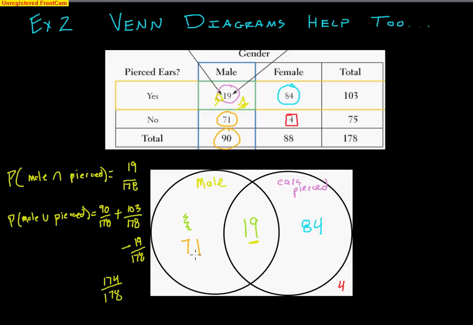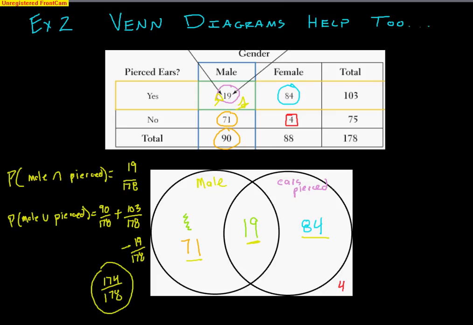First off, if you add up 71, 19, and 84, those are males and have their ears pierced, or males or have their ears pierced, right? 71, 19, 84. If you add those together, guess what you get? 174. Or you could think about, okay, I want males or have their ears pierced. The only people that don't satisfy that are females who don't have their ears pierced. That would be the 4. So the remaining 4 people that aren't included in the 174 would be the 4 people who don't have their ears pierced. Another way that you could think of where that 174 number comes from.